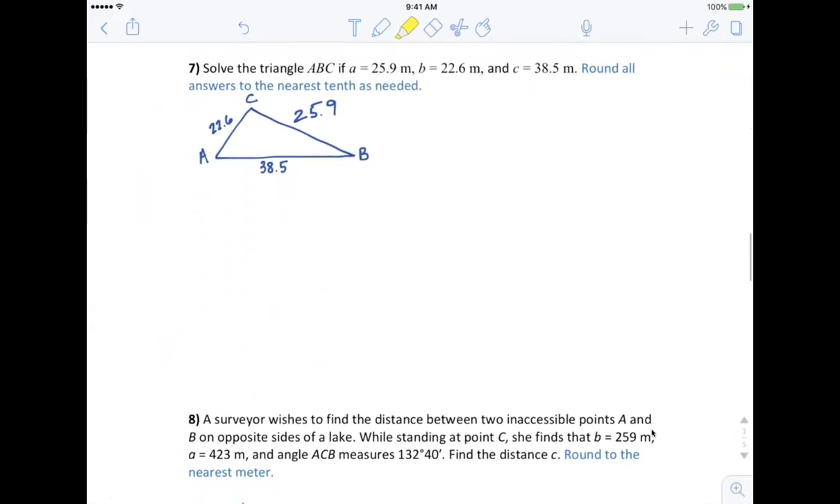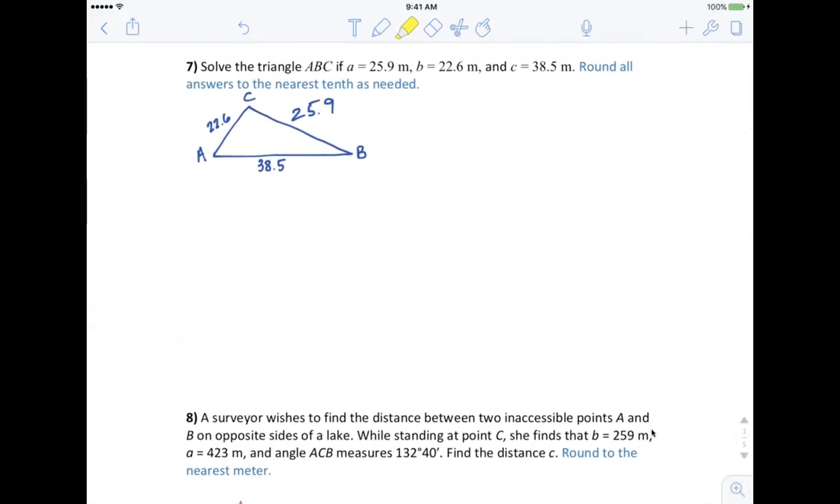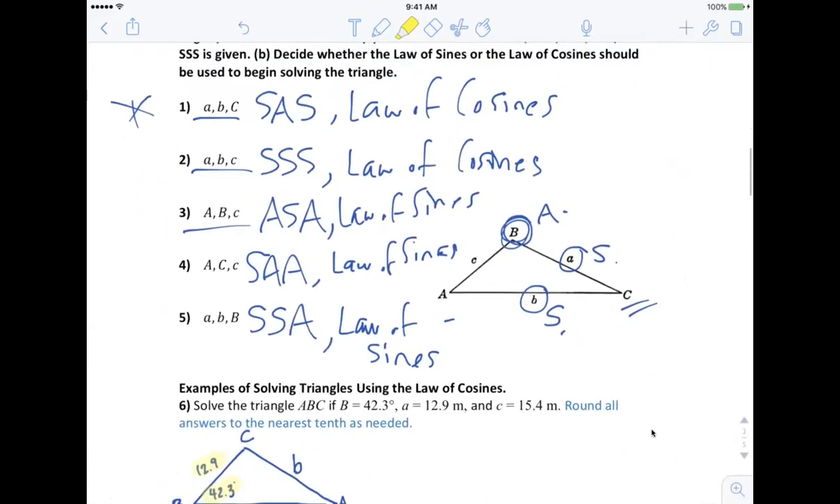So find that largest angle first. It's opposite the largest side. It's C, right? So we're going to use the formula that has the cosine of C in it. So you're going to start with C squared. I'm sorry, I'm going to go back up.